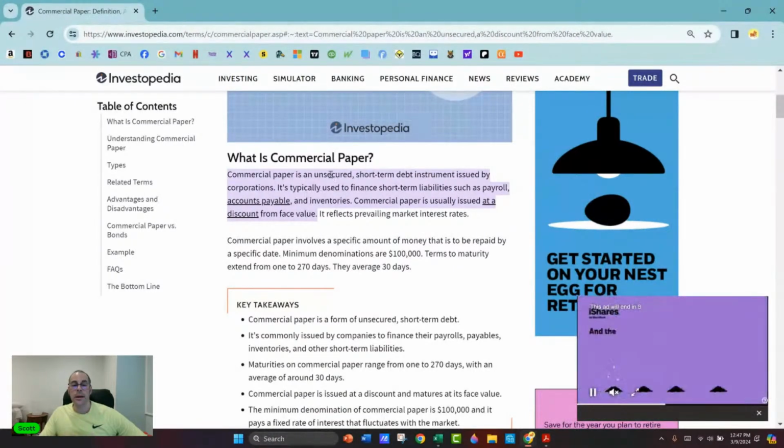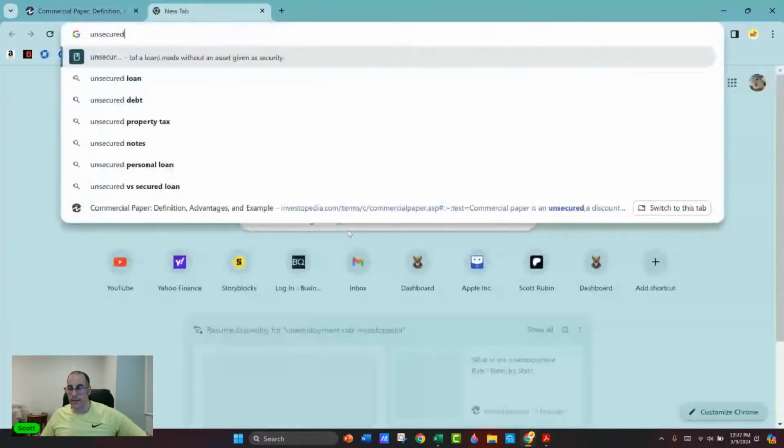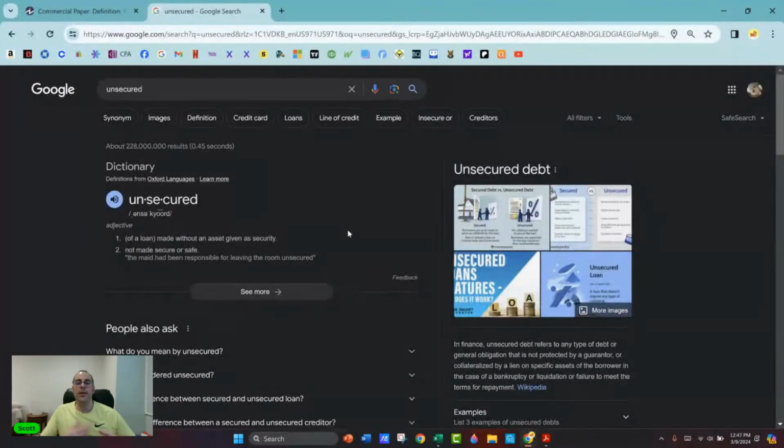But if you're not sure what unsecured means, and this kind of like, but you can't do it once. You have to do it like 50 times. You probably have to Google commercial paper next week when you read it, because you kind of forget what it is, or what does unsecured mean?